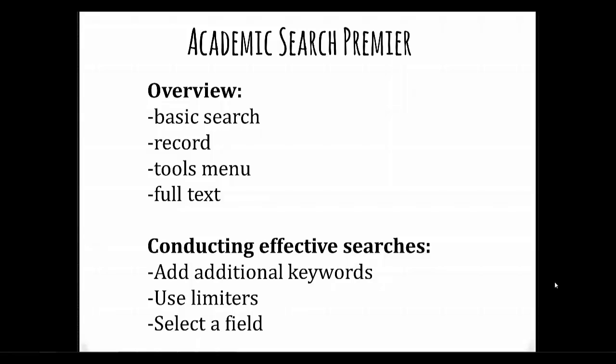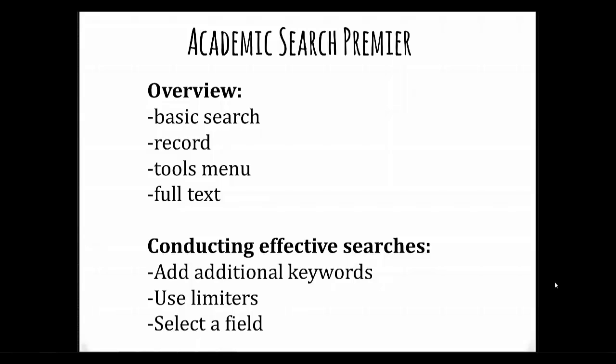In this tutorial, we are going to learn about Academic Search Premier. Academic Search Premier is a multidisciplinary database. What that means is you can search this database for information in lots of different disciplines, math and history and economics, anthropology. You can use this for any of your classes.